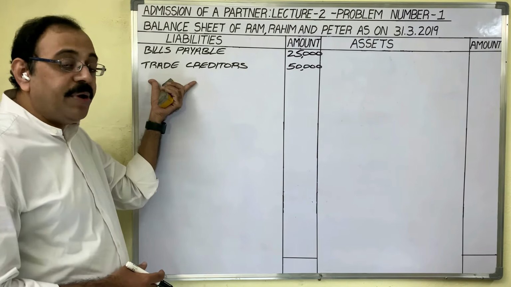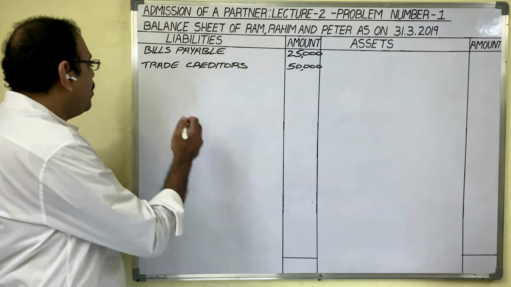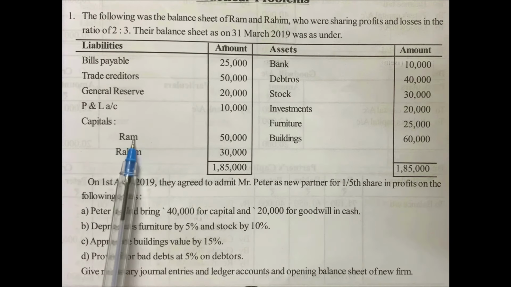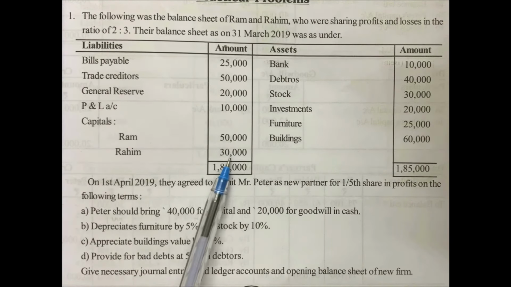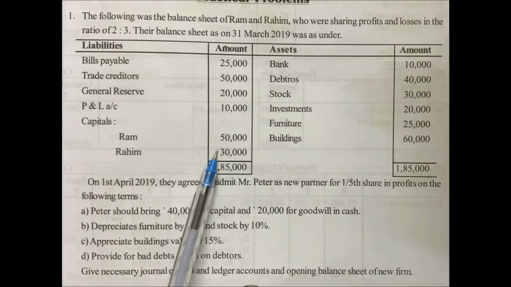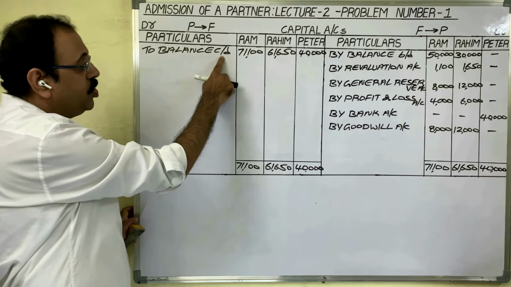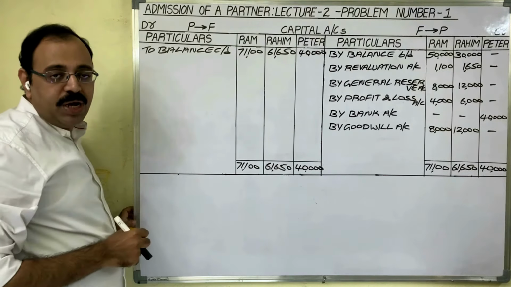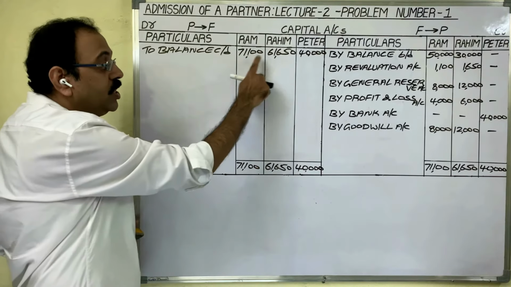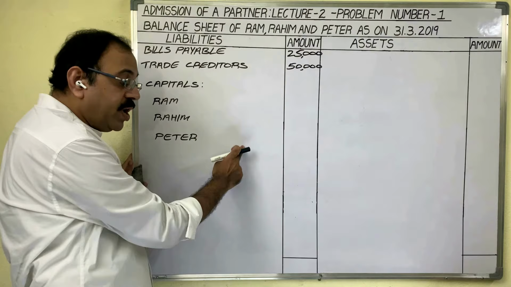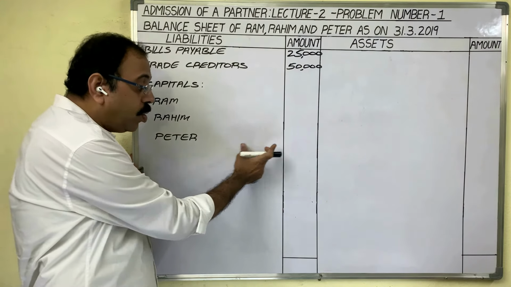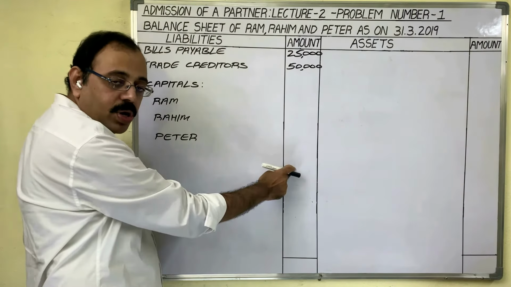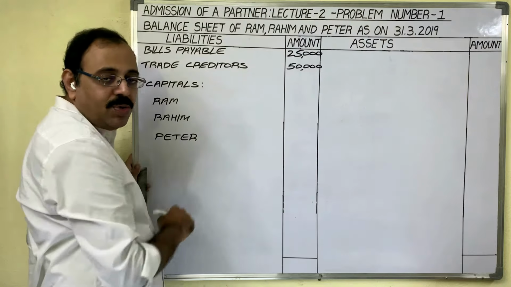Finally, we have to show the capitals of three partners. Which amounts we have to show here? In the old balance sheet, under the liability side, the capitals of Ram and Rahim are given as 50,000 and 30,000. We should not show these amounts here. In the capital accounts, we got the answers, no? The balance carried down, these three amounts. In the new balance sheet under the liability side, as capitals, we have to show these three amounts. In the inner column, you can write these three amounts and put the total in the outer column. Otherwise, directly these three amounts we can show in the outer column.